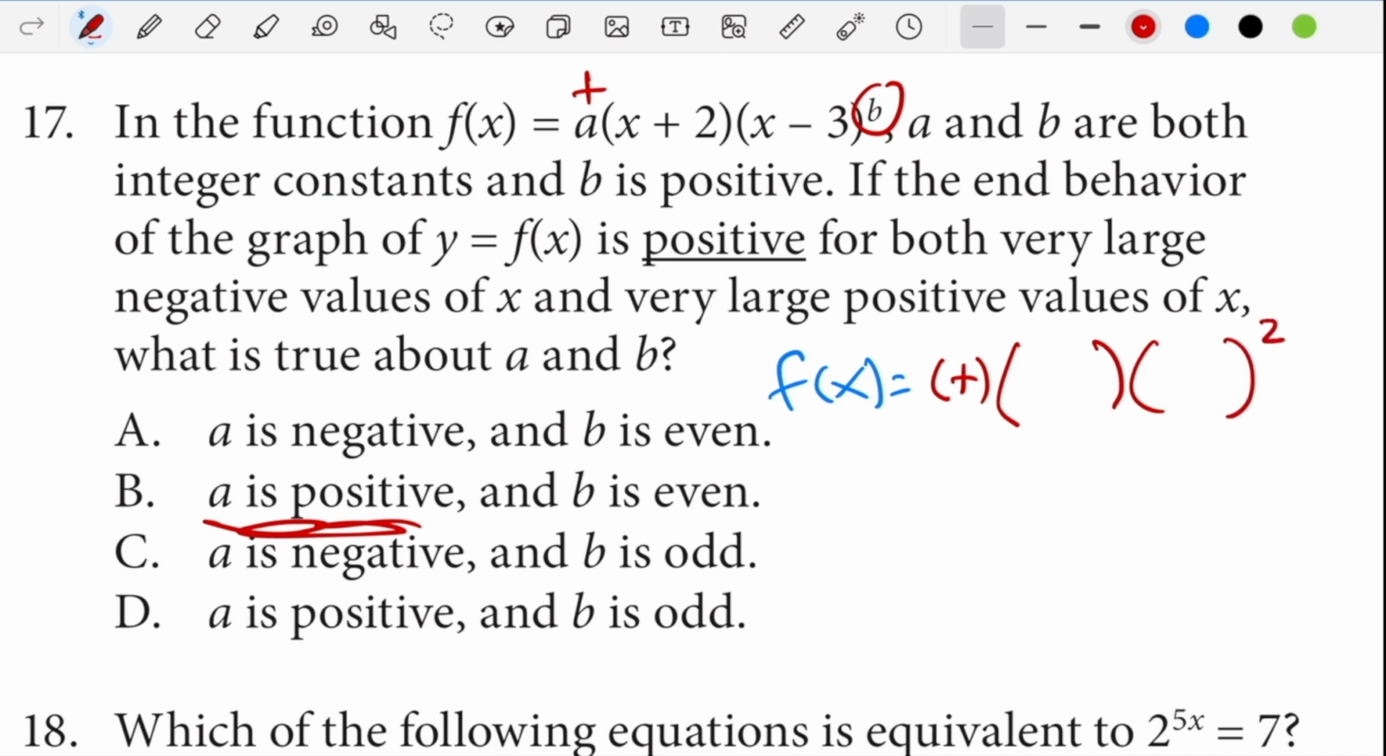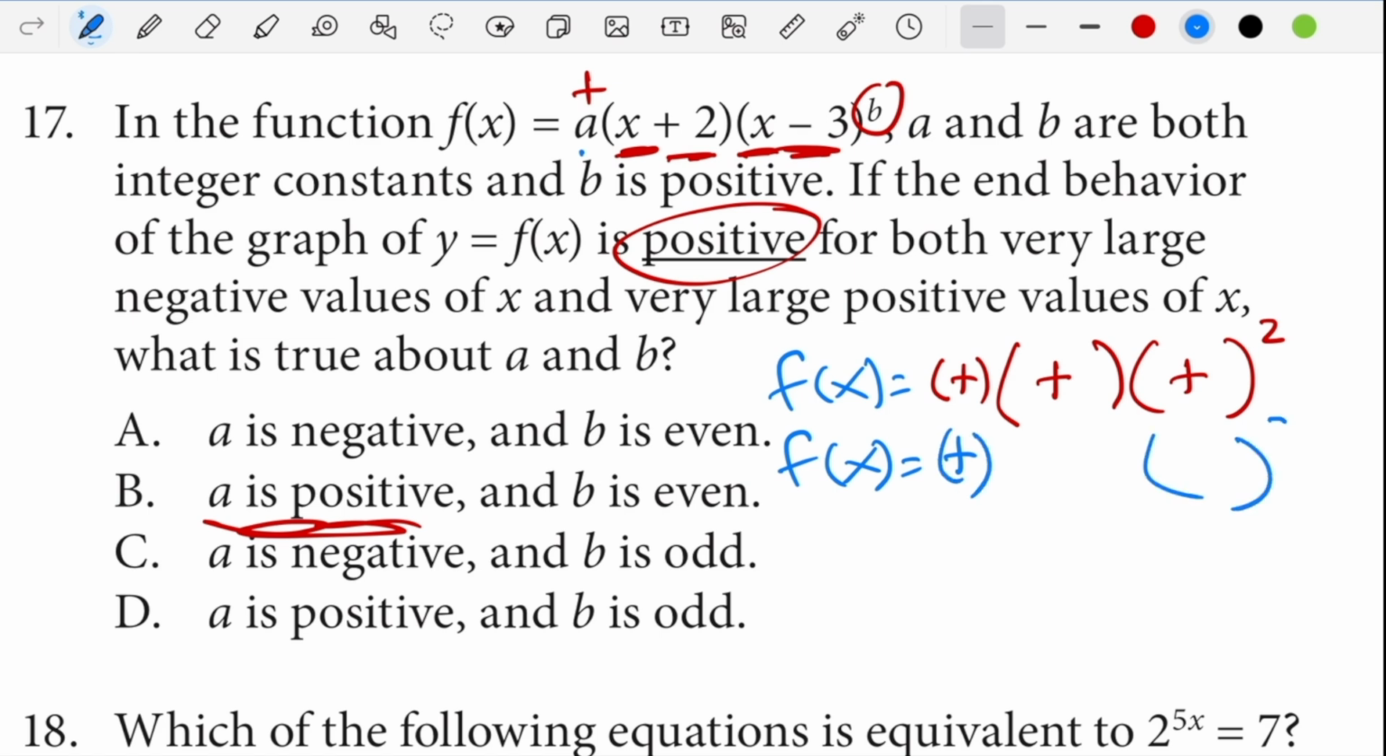So let's try x values of positive numbers. Let's say 1,000. 1,000 plus 2 is going to be a positive value. 1,000 minus 3 is going to be a positive value. So that's going to be positive. All right? It worked out. Let's go with the negatives. We said that the A value is positive, and that my exponent is even. I'm doing the B value right now.